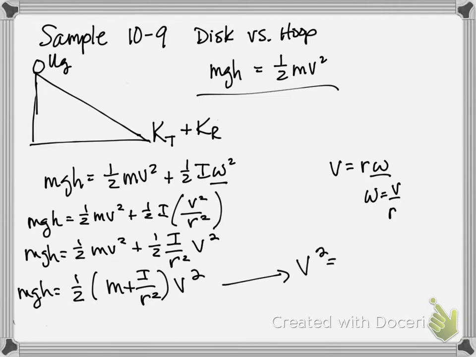V squared then is 2 mgh over m plus I over r squared. Okay, yes, it's ugly, but it's just algebra. How many times have I said that? It's just algebra, and you guys know how to do algebra. So I'm just rewriting 2 mgh over m plus I over r squared.